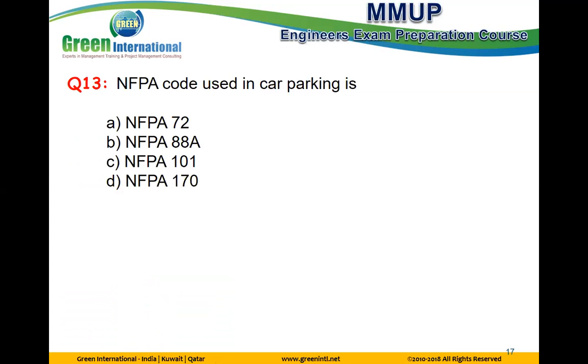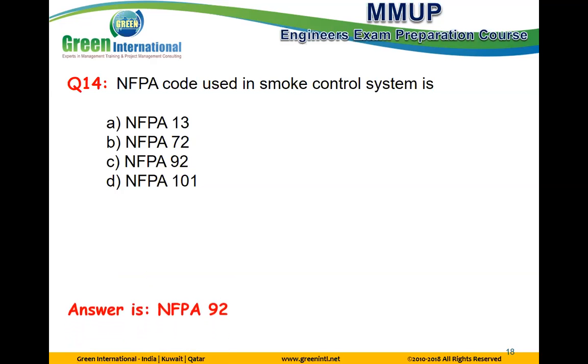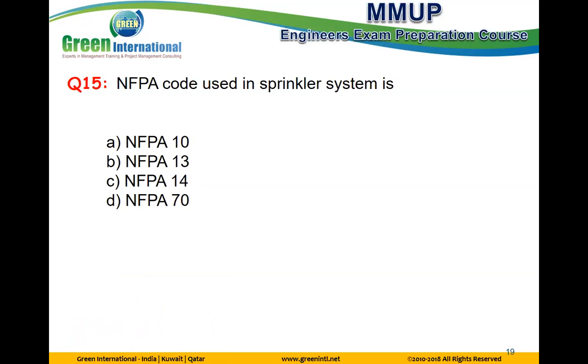I will give you one gift after we finish. NFPA 88. Something 88. It's easy. 88 is for car parking. Yes, correct. Good question. Okay. C, NFPA 92. Yes. 92. Correct. Sprinkler system: B, 13. NFPA 13 for sprinklers. Correct.